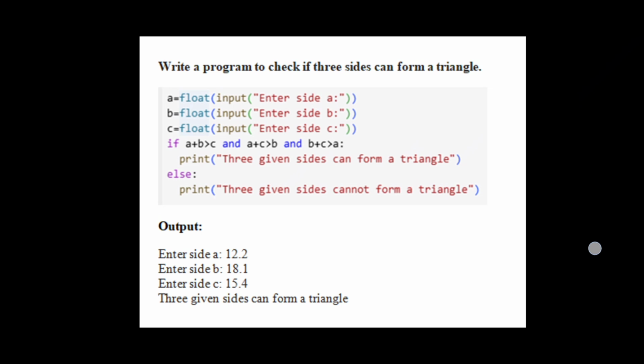That's why we have written: if a + b > c and a + c > b and b + c > a: print "three given sides can form a triangle", that should be under double quotes. Else: print "three given sides cannot form a triangle", that should be under double quotes. So enter side A, if we put 12.2, enter side B, 18.1, enter side C, 15.4. We have seen that the first condition, that is the if condition, is met, therefore three given sides can form a triangle.